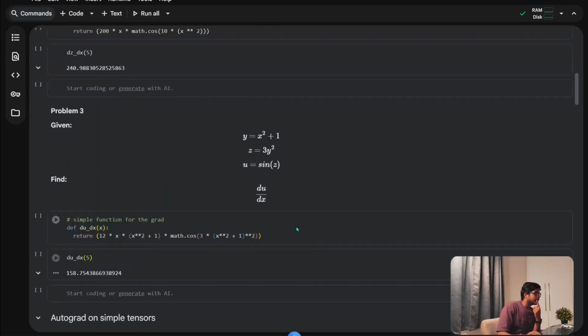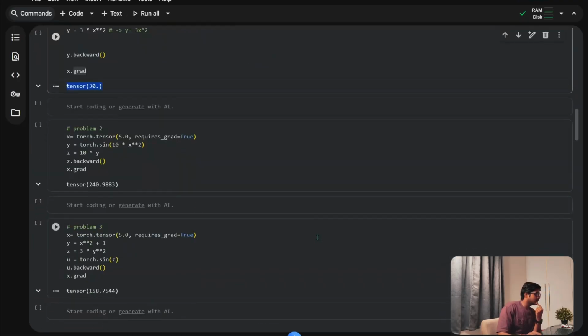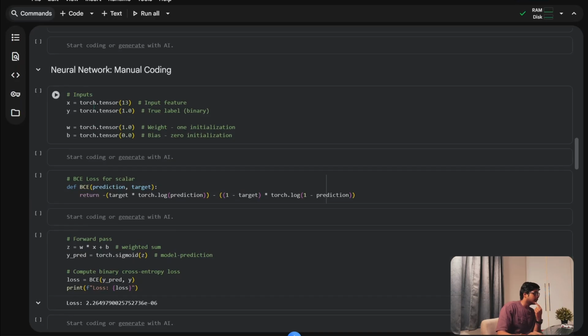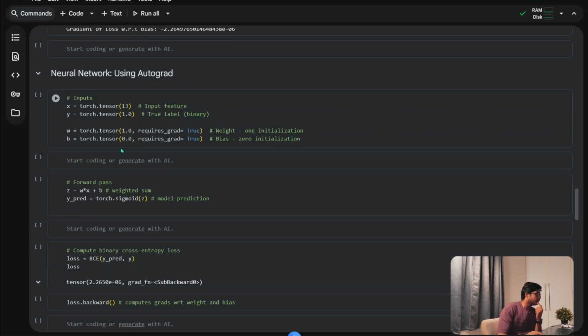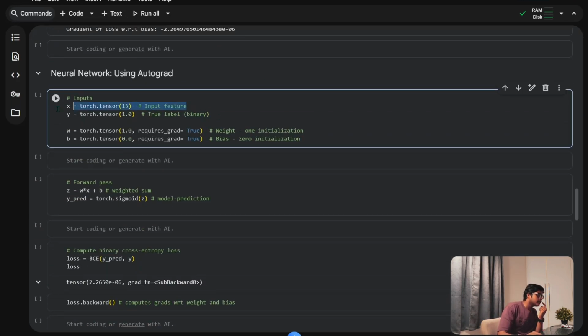Now if you remember, we also coded this neural network manually earlier. Now let's see how we can make this easier using Autograd. So this is how it works. At first we created our x tensor, or our input tensor. Then we create our y, which is the actual output. And then we create the w tensor and the b tensor, which are the weights and biases.